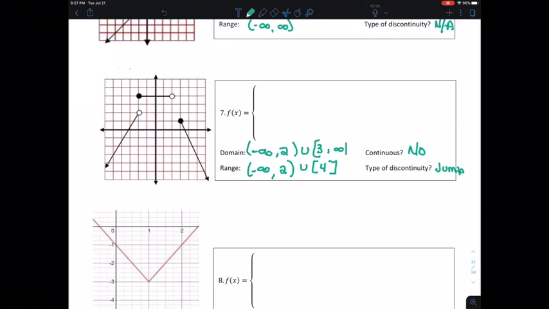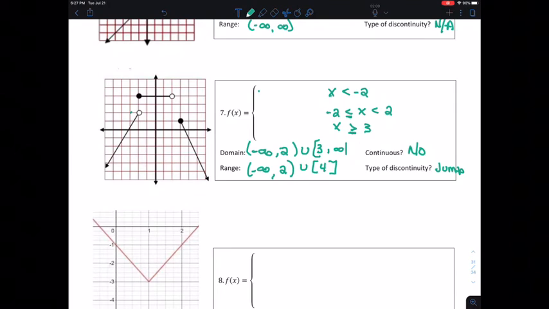Okay, so what are my equations? I have 3 different equations. The first one is defined when x is less than negative 2, and then it's defined between negative 2 and 2, and then it's defined when x is greater than 3. That would be greater than or equal to. This first part, because of the open, would just be less than, not less than or equal to. The second would be less than or equal to, but the 2 here is not included.